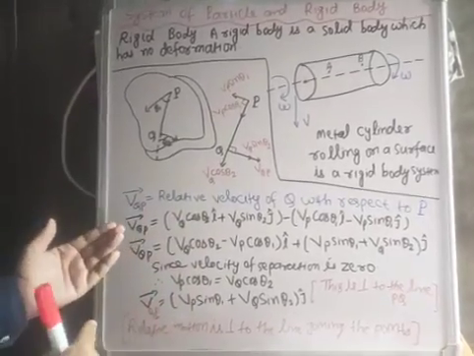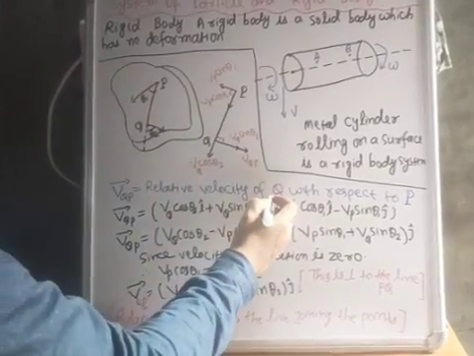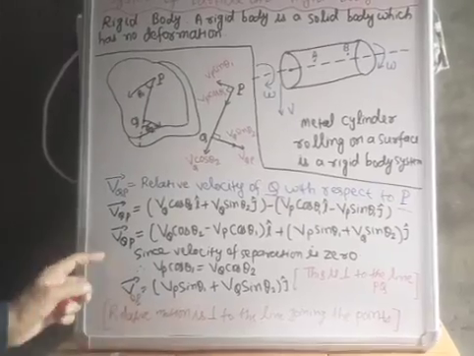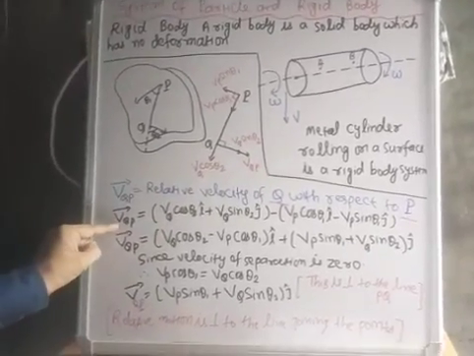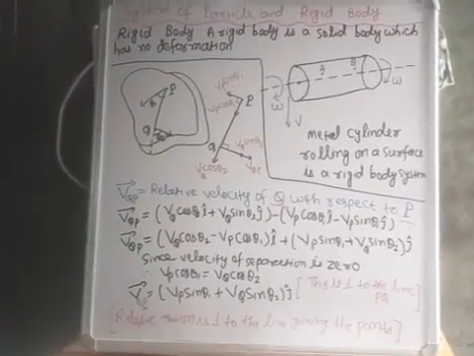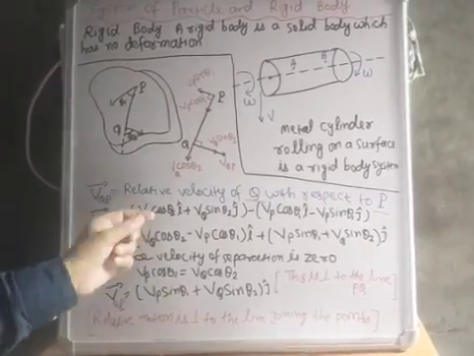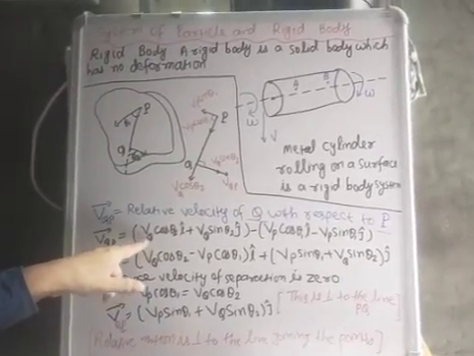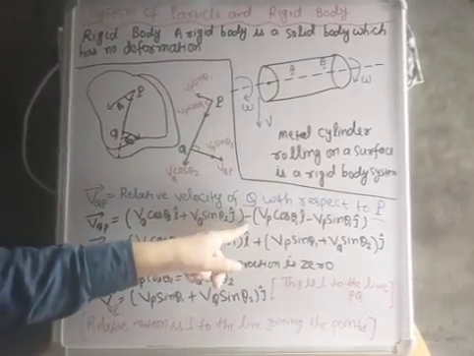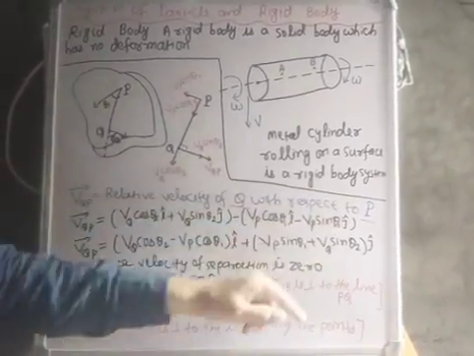Now we have to calculate the relative velocity of Q with respect to P. From this given diagram we have to calculate the relative velocity of Q with respect to P. Now in QP, Q is the initial position and P is the final position. So the relative velocity is Vq cos theta 2 i plus Vq sin theta 2 j minus Vp cos theta 1 i minus Vp sin theta 1 j.